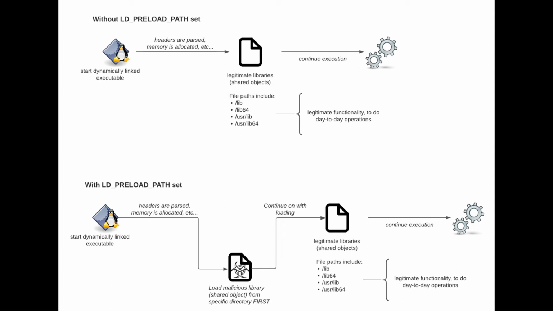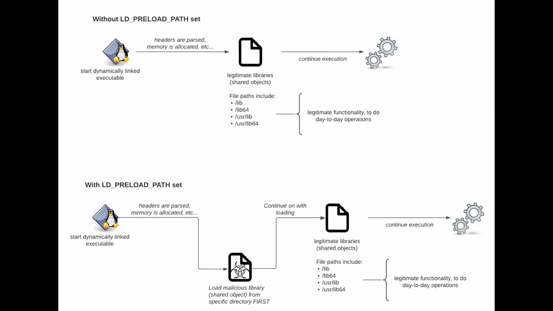If we take a look at the diagram, we can see that with normal execution flow, the binary headers are parsed, memory is allocated, and then in the case of dynamically linked executables, the legitimate shared objects or libraries are loaded and execution is continued. However, by leveraging the LD_PRELOAD environment variable, we can say, hey program, load libraries from this directory first, and then continue on with normal execution.